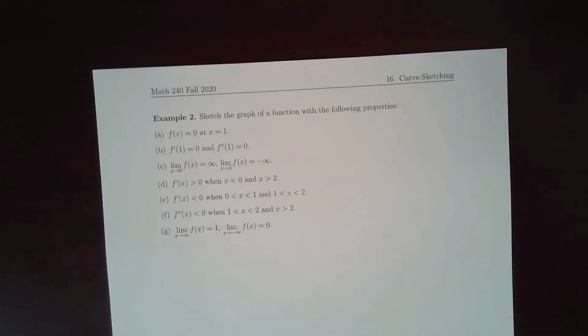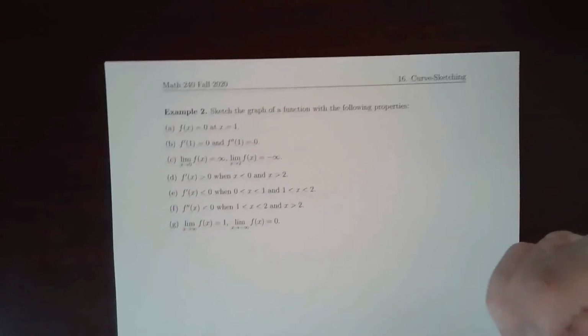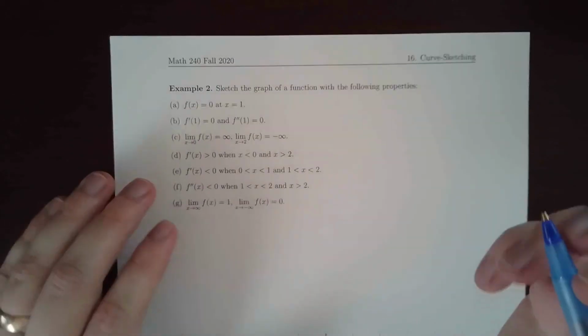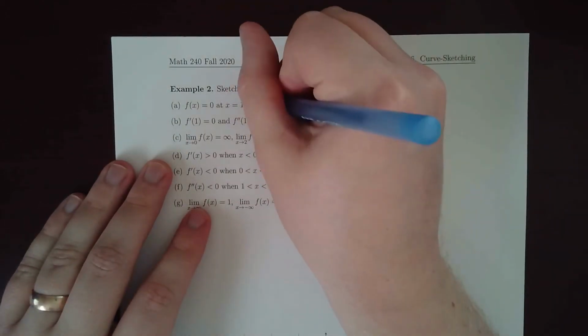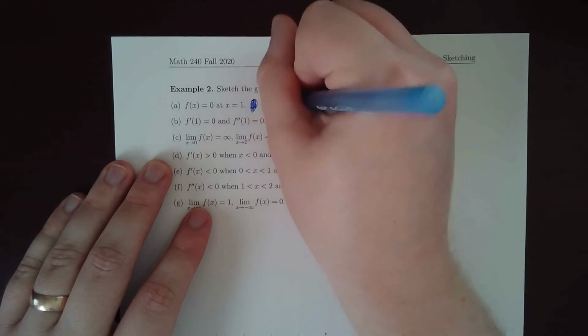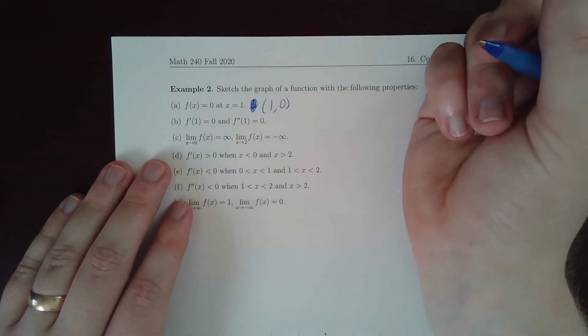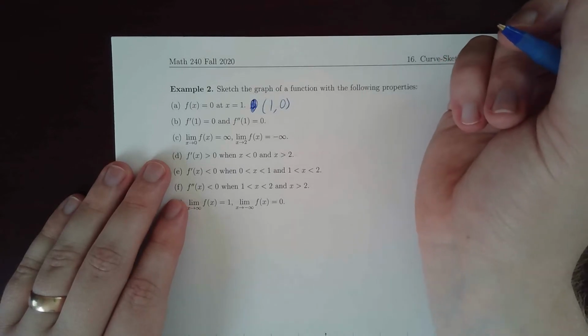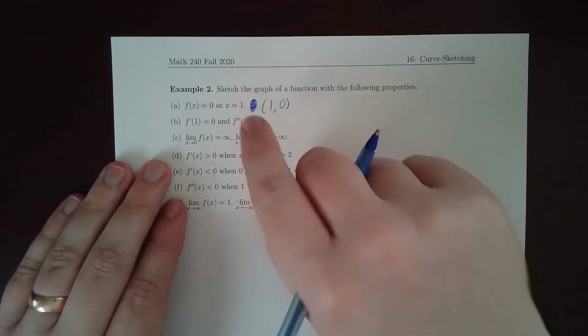So in this example, we're going to attempt to sketch the graph of our function with these properties. We know f of x equals 0 at x equals 1. So this is the point (1, 0). So x is 1, the function value is 0. f prime of 1 is 0, and f double prime of 1 equals 0.